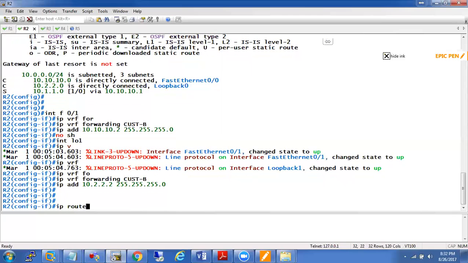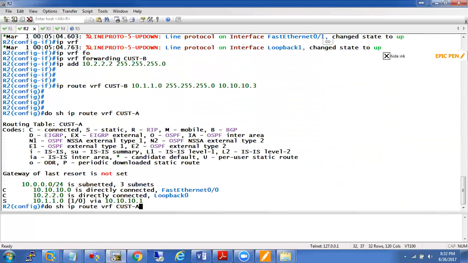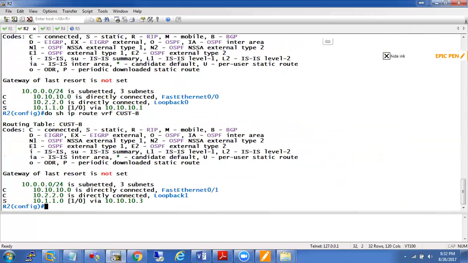Good. And an IP route for cost B, 10.1.1.0, which is behind R3, pointed towards 10.10.10.3. 10.3 is not configured yet, but it should be soon. Cost A and cost B. 10.10 is the same, 10.2 is the same, 10.1 is the same. It's just the next hop for 10.1 is 10.10.10.3. So router 3.